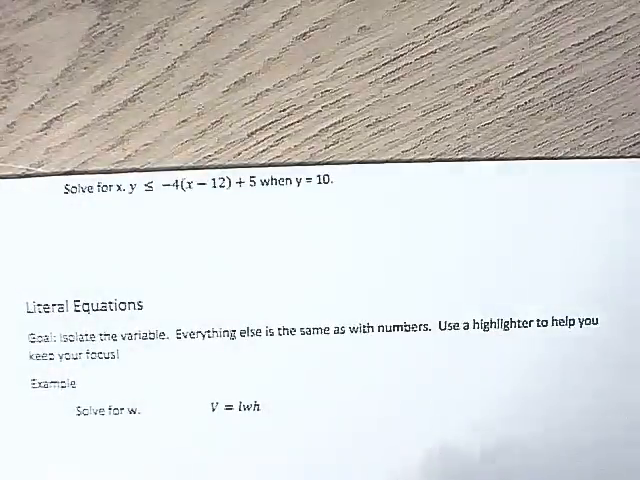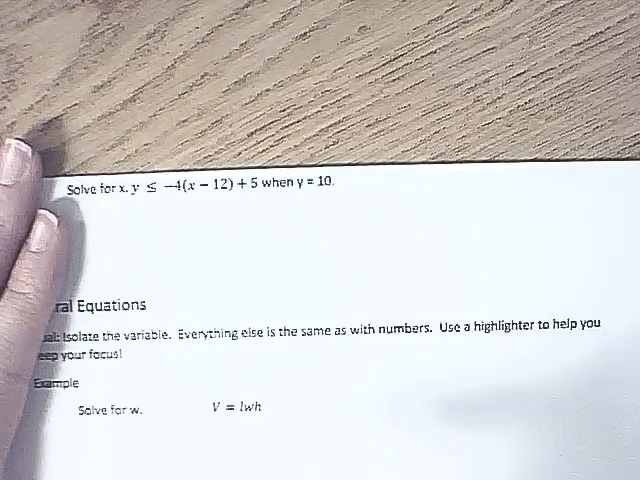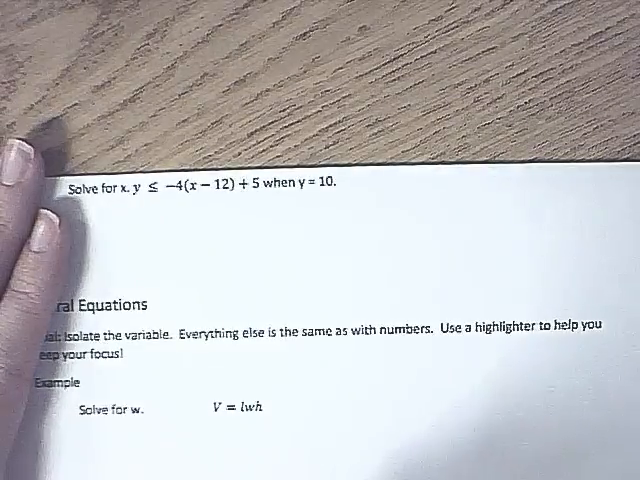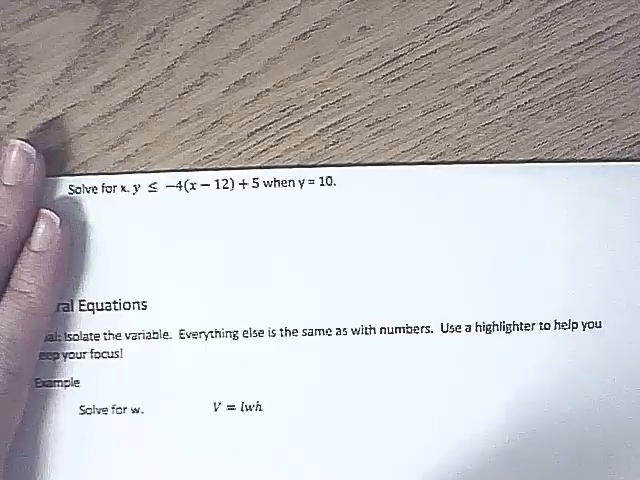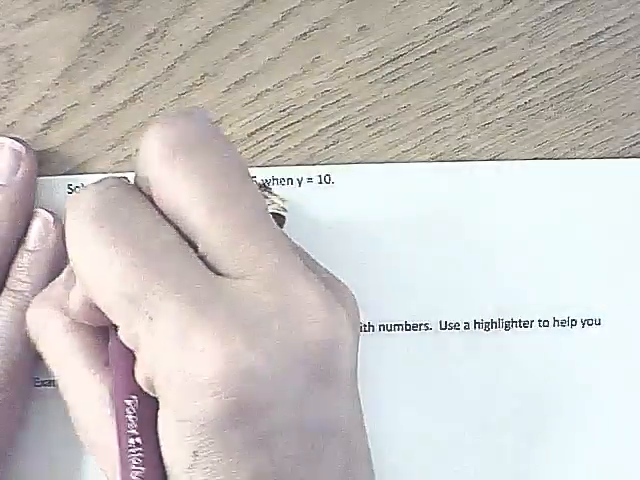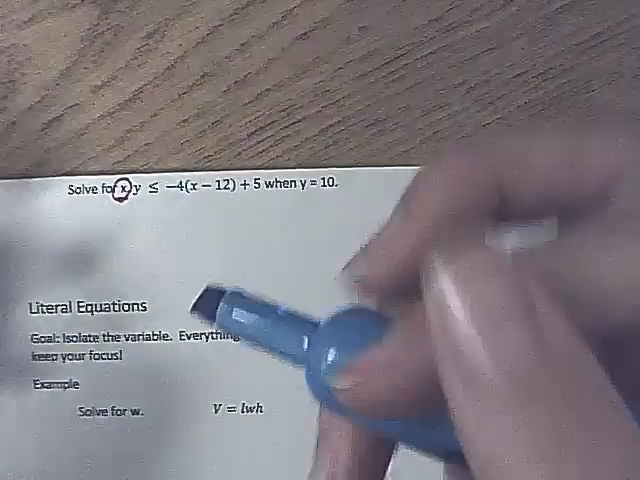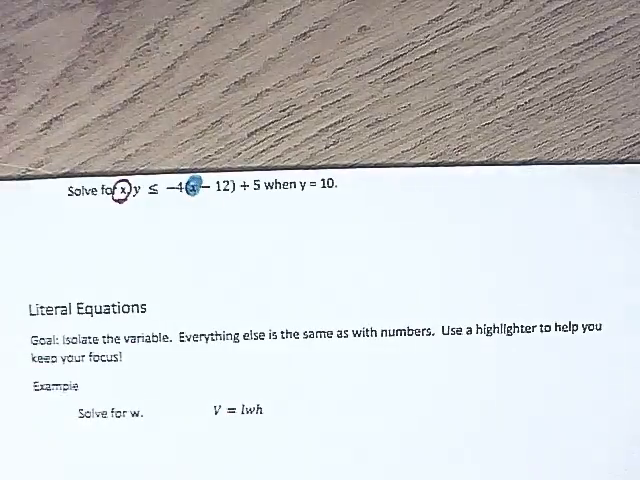What if I said solve for x when y is less than or equal to negative 4 times x minus 12 plus 5, when y is equal to 10? You might say, well, that's a lot of information. First thing is I want x by itself. That's my end goal. If I have a highlighter, this may be a good time to just highlight that x so I won't forget what my goal is here.